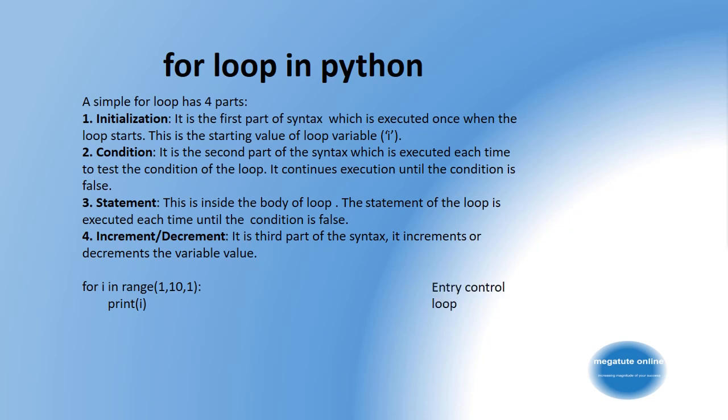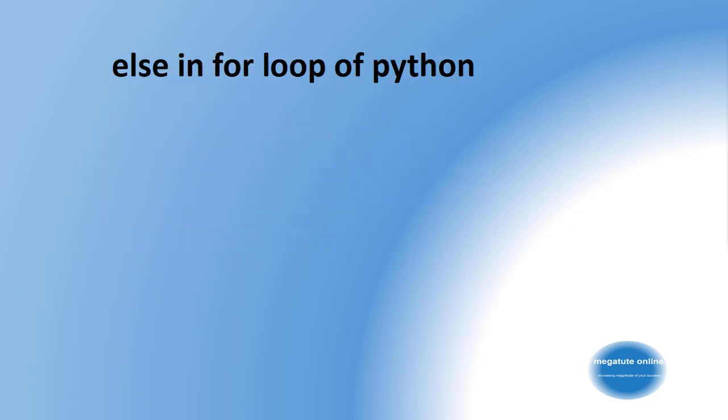Now this is called an entry control loop because, as I told you in the previous slide, we check the condition at the beginning. Now let's move on to one more thing which we only have in Python, the else in the for loop. We have else in other languages with if only, if and else. But in Python, you can use else with a loop also.